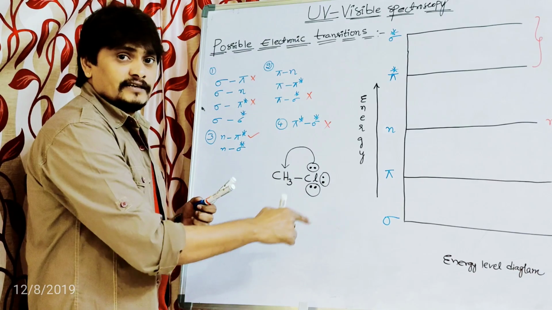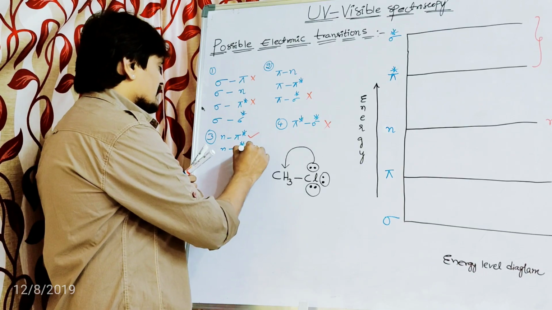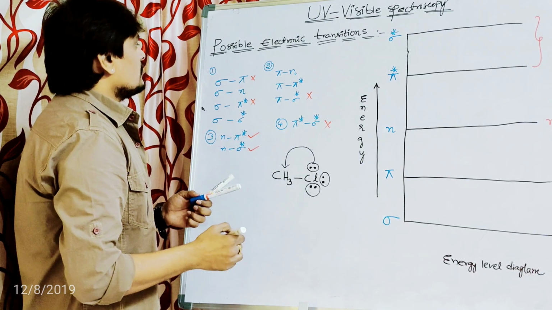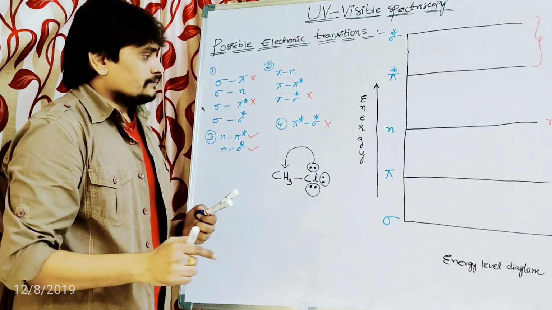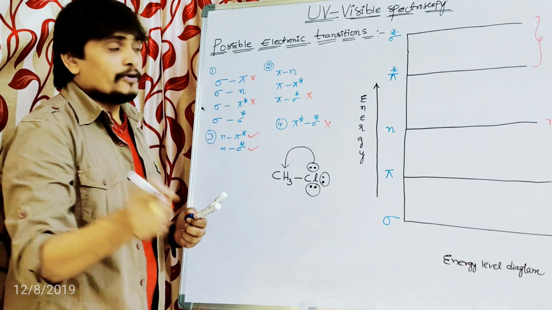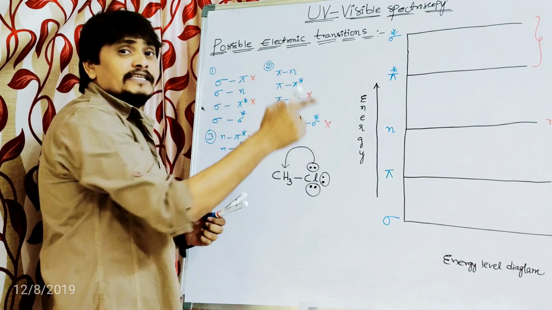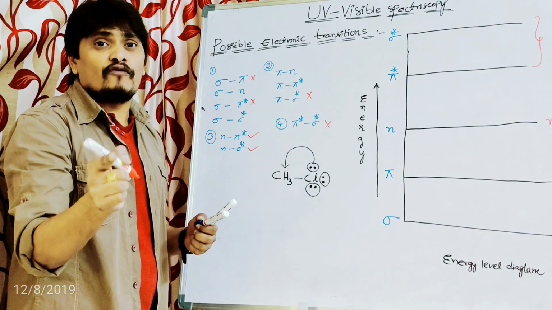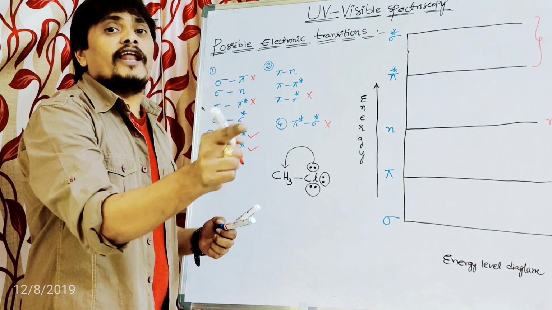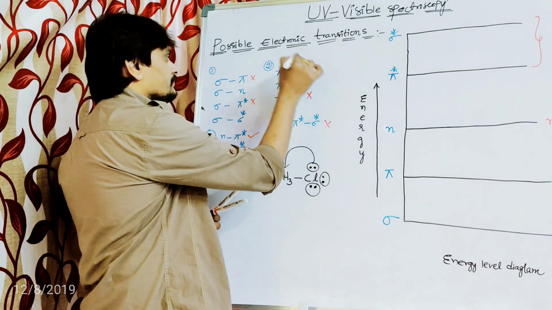Already I discussed free electrons to the adjacent. N to sigma star is possible, students. Now pi to n is not possible because pi is electron deficient when compared to n, which is electron rich. Always the flow of electrons takes place from electron rich to electron deficient, not electron deficient to electron rich. So this is not possible.